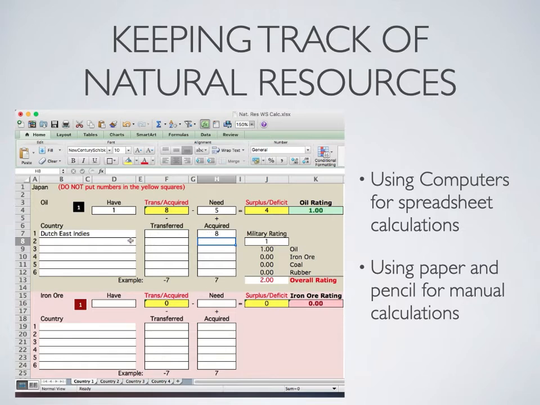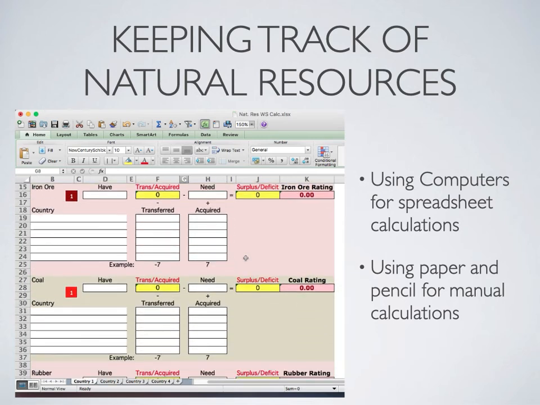So let's say that we decide we're going to transfer now. We're going to transfer some of our excess resources to Germany. And so this is a transfer. It's going to be a negative number. So we're transferring 4 credits of oil. Now you can see that our rating stayed the same because we still have what we need, which is 5 credits. So we still get a 1.0 for oil. And now we've got an overall rating of 2.0 because we've only used one of the resources.